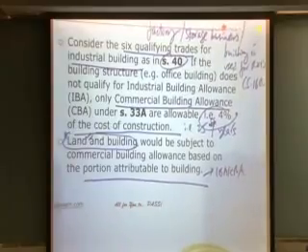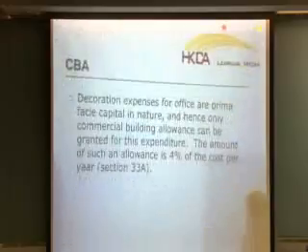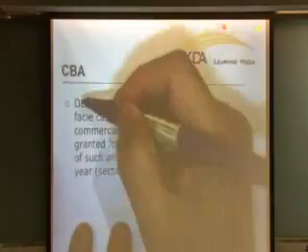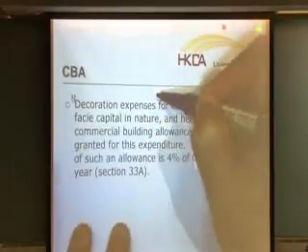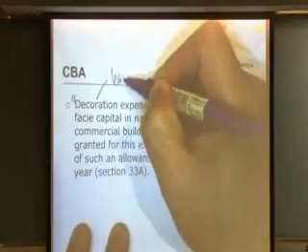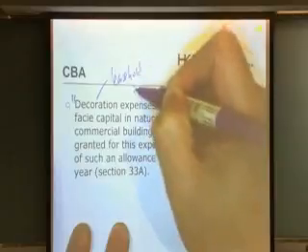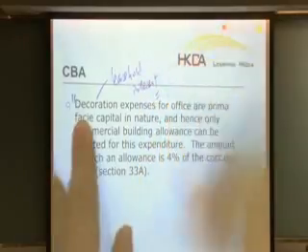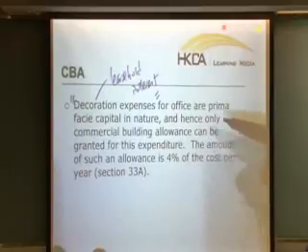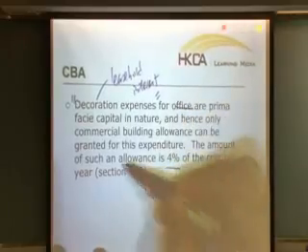Okay. Then how to account for other items. Sometimes you don't buy a building, you incur some decoration expenses. Then that means you are entitled to the leasehold interest of such part, the decoration part of the office. Then you can still claim the 4% annual allowance.